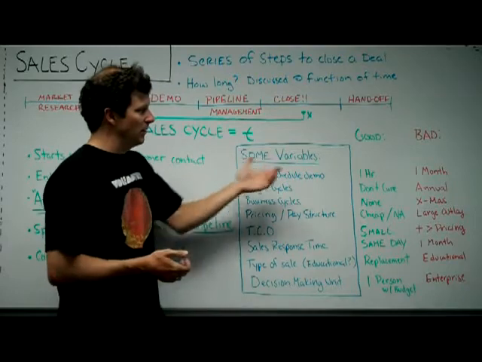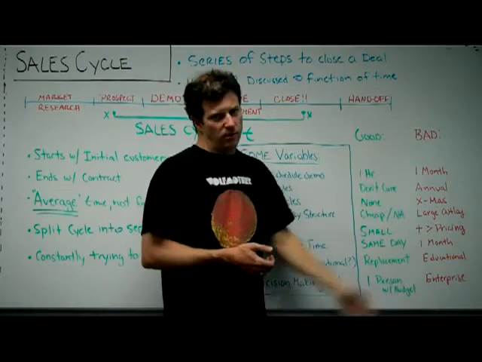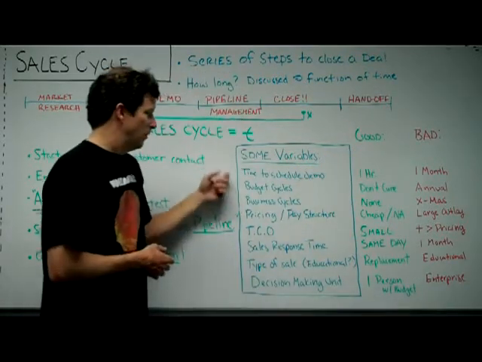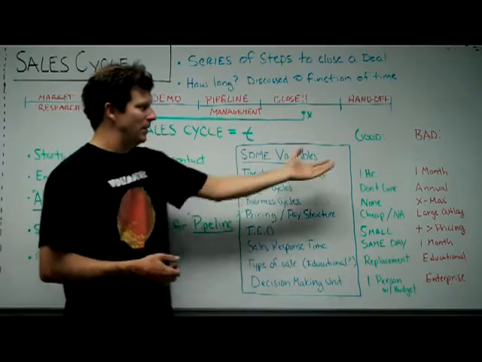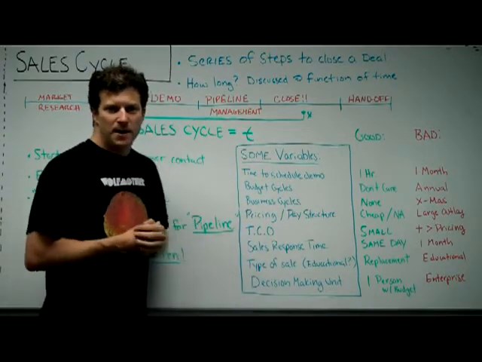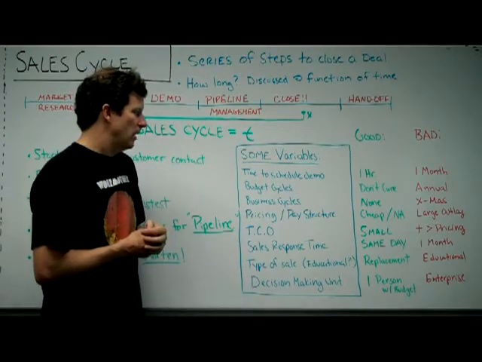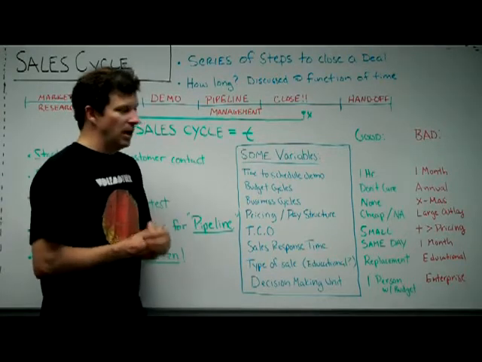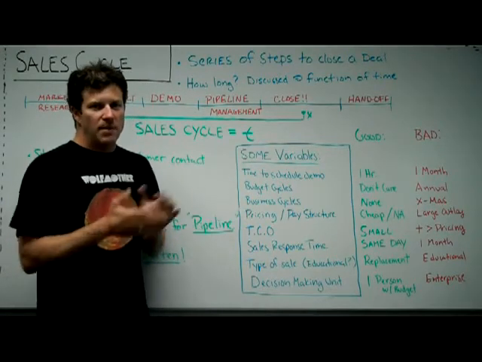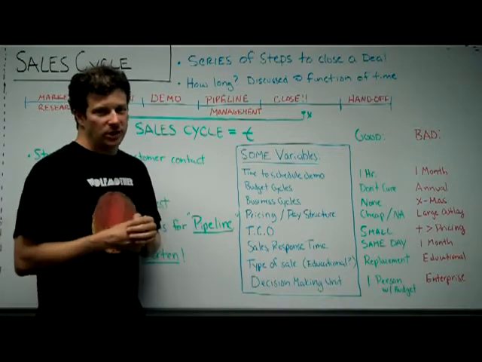So let's look at the opposite. What would bad variables, a bad effect, be that would change your sales cycle? Time to schedule a demo, it takes me a month to even get a hold of the guy and get him on the internet to do a demo. Budget cycles, I have an annual cycle. I may want to buy it today, but I can't buy it until next year.